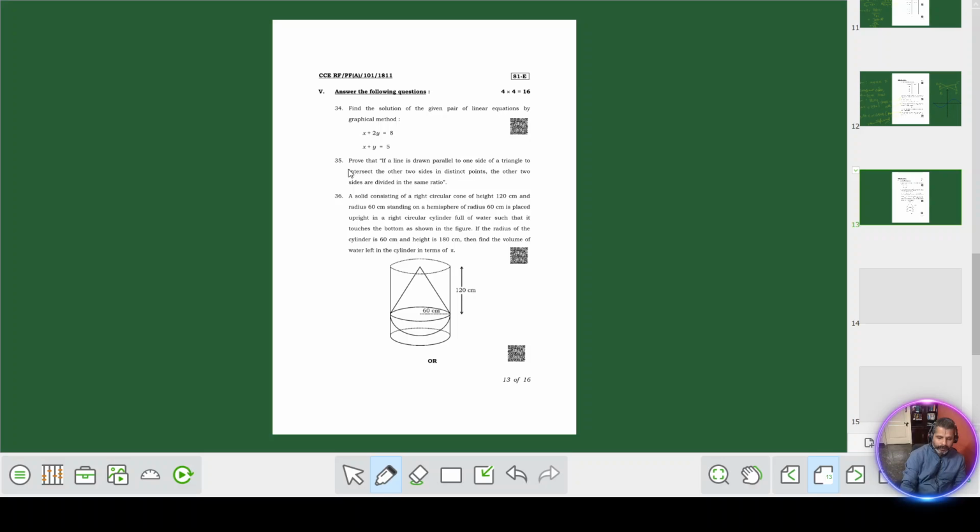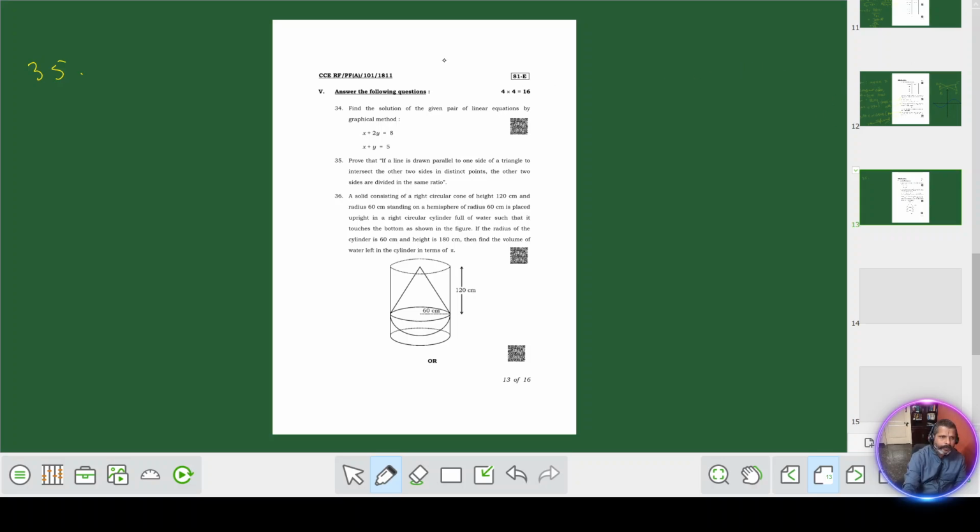35th is a theorem. Prove that if a line is drawn parallel to one side of a triangle to intersect the other two sides in distinct points, the other two sides are divided in the same ratio. This is called the BPT theorem, or Thales theorem, whatever you call it. It's very important and a very frequently asked question.